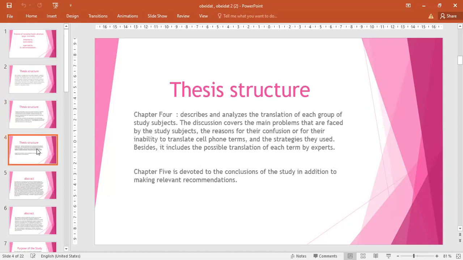Chapter 4 describes and analyzes the translation of each group of study subjects. The discussion covers the main problems that are faced by the study subjects, the reason for their confusion or for their inability to translate cell phone terms, and the strategy they used. Besides, it includes the possible translation of each term by experts. And the last, chapter 5, is devoted to the conclusion of the study in addition to making relevant recommendations.